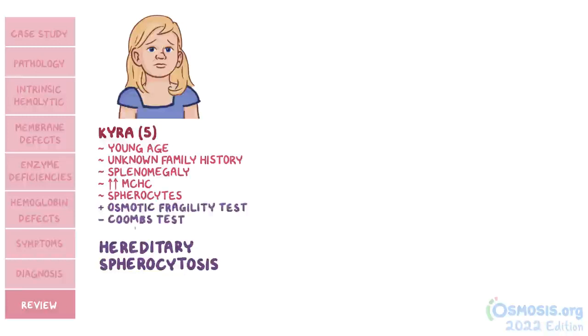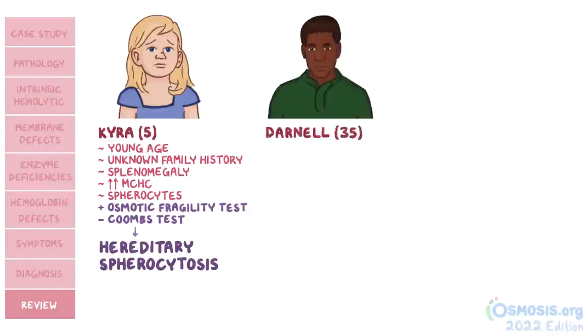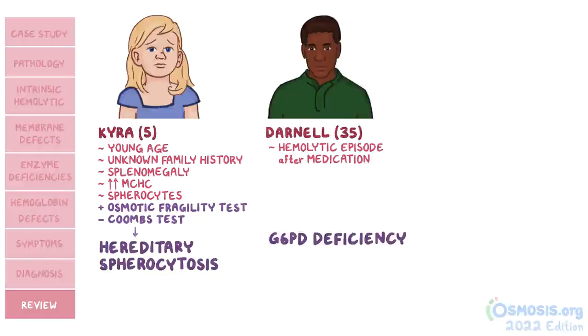A Coombs test should also be done to rule out autoimmune hemolytic anemia. Now, Darnell most likely has G6PD deficiency due to his history of a hemolytic episode after taking a medication that contains sulfonamide. Also, G6PD deficiency presents almost exclusively in males and is common in individuals of African descent, like Darnell. To confirm the diagnosis, an enzyme assay for G6PD must be ordered.